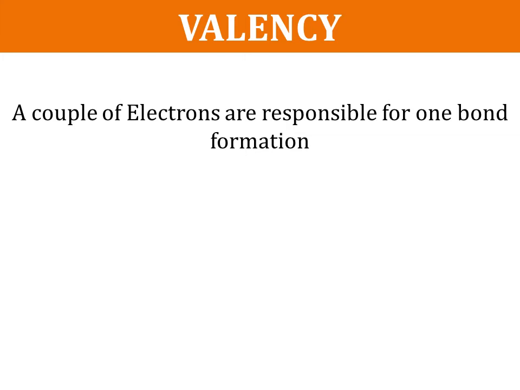Now multiple electrons can participate in bond formation, which means the number of bonds can be more. There can be 2, 3, 4, 5, 6 or multiple bonds. But that does not mean that 6 or 7 or 8 electrons are responsible for 1 bond formation. For 1 single bond, only 2 electrons are responsible, at maximum.